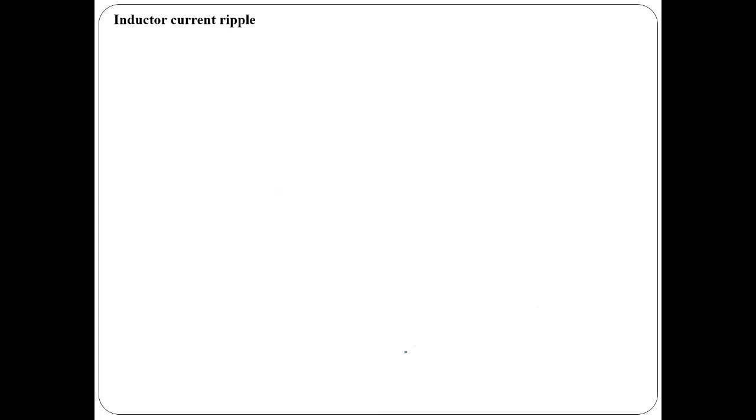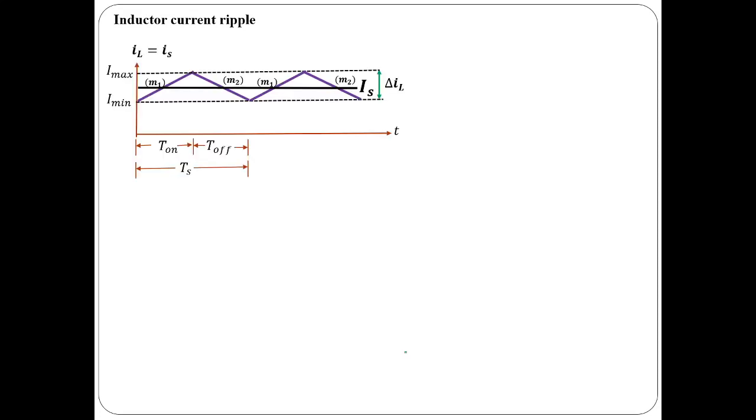Anyway, the next important parameter that one should know is the inductor current ripple. So far we have seen the relation between output voltage, input voltage, output current and input current. Now let us see the procedure to find the inductor current ripple. This is very, very important. In order to find it, let me consider again the waveform of the inductor current. The inductor ripple, delta IL, is equal to I max minus I min.